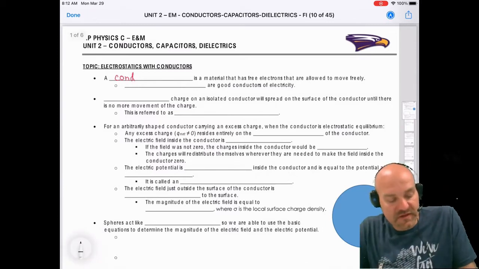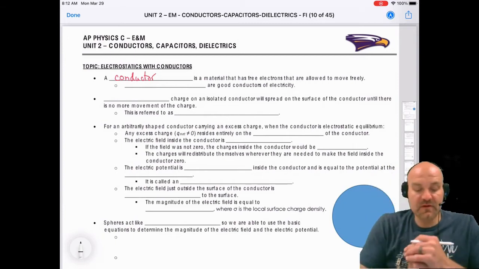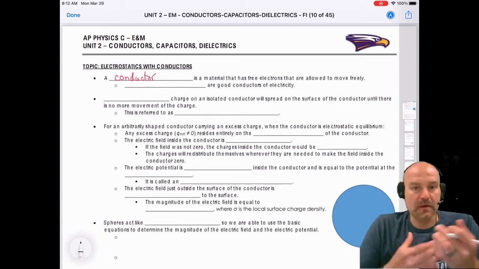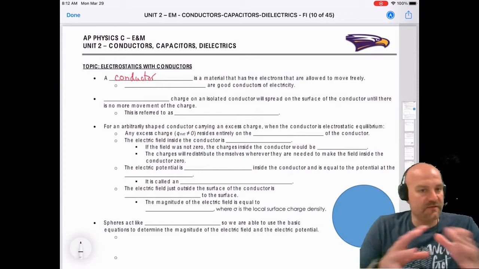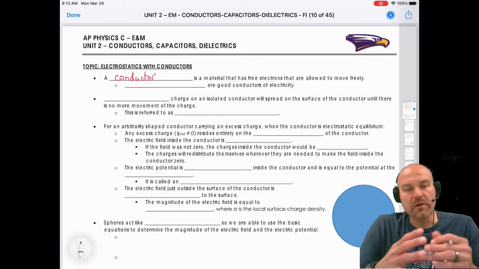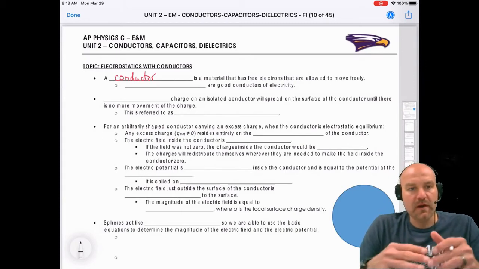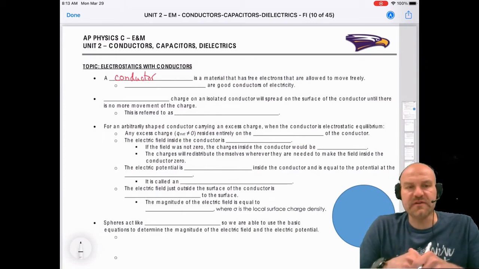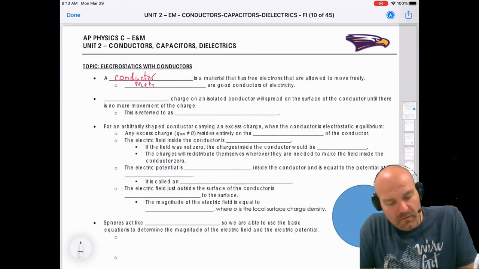So the first thing is a conductor is a material that has free electrons that are allowed to move freely. Okay, so they can shift around as much as they want, right? But they're going to do something special to make it very helpful for us in doing some calculations. Okay, what are good conductors?